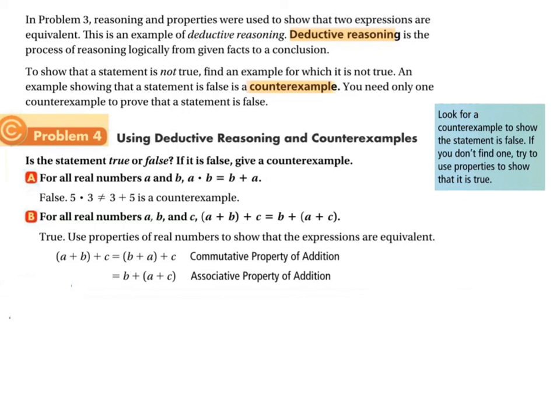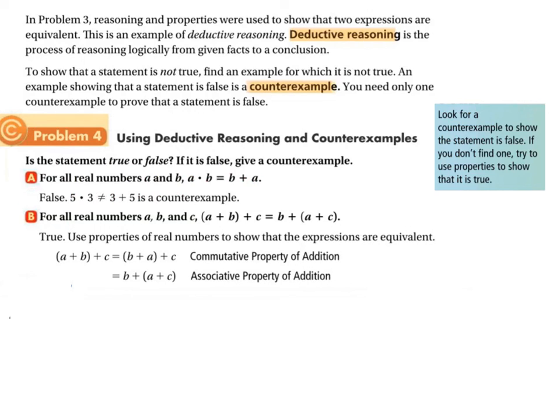Okay, is the statement true or false? If it is false, give a counterexample. For all real numbers, where you have two numbers here, a and b, a times b is the same as b plus a. Well, you can just take two numbers, a and b, 5 and 3. 5 times 3 is not equal to 3 plus 5. That's a counterexample, so you know that this is false. It's got to be true in all cases, okay?